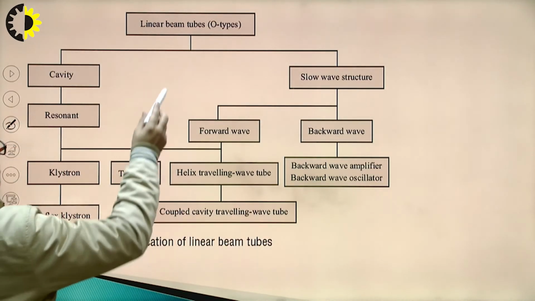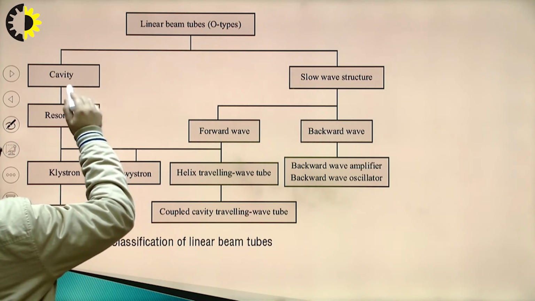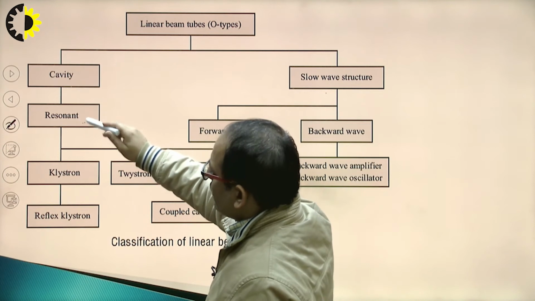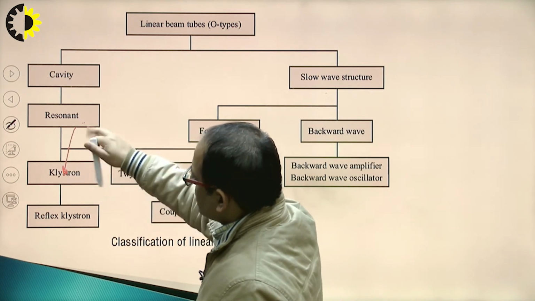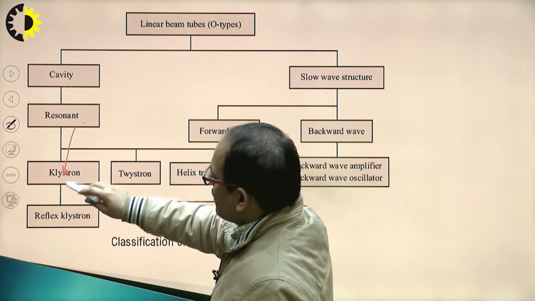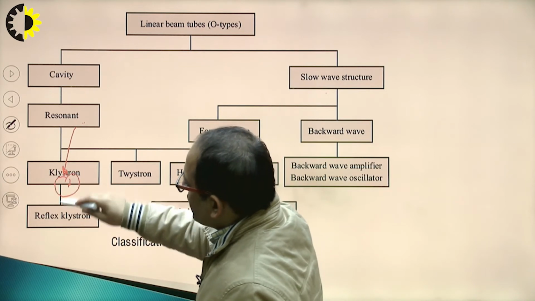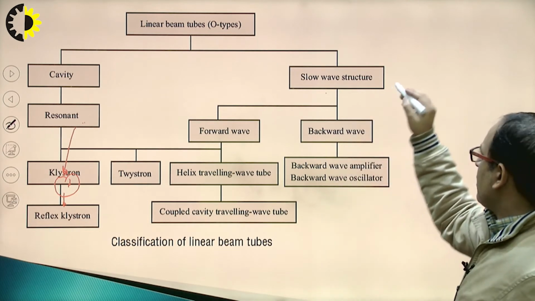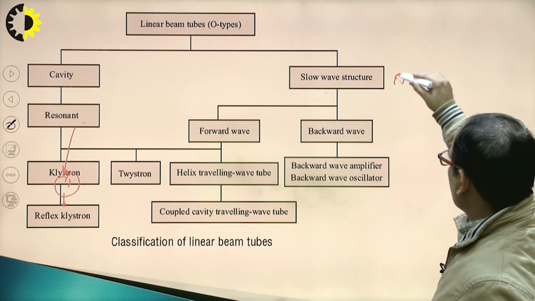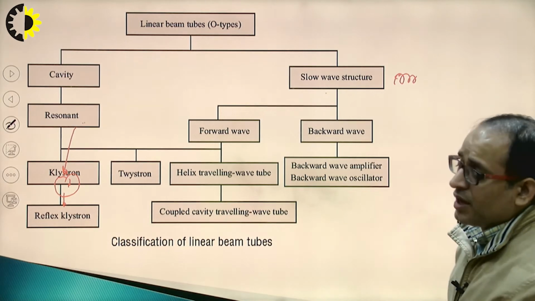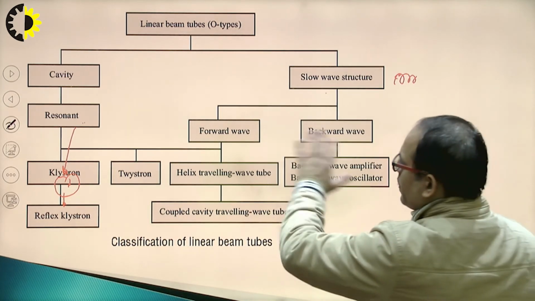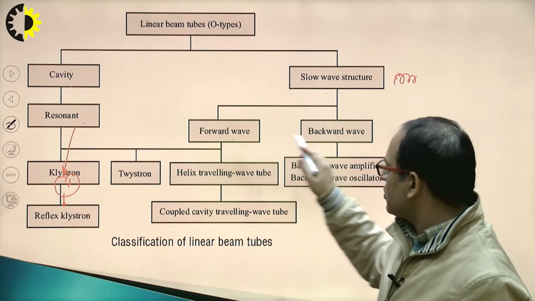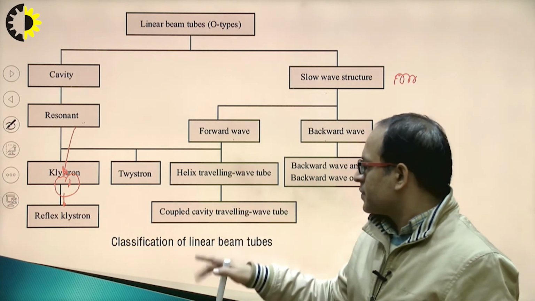Linear beam tubes are further divided into two parts, cavity and slow wave structure. In the cavity type, a resonant cavity and a bunching cavity are used, and the klystron belongs here, with a further variant, the reflex klystron. In the slow wave structure, we use a structure which slows down or varies the electron speed. These are further divided into two parts, forward wave and backward wave.